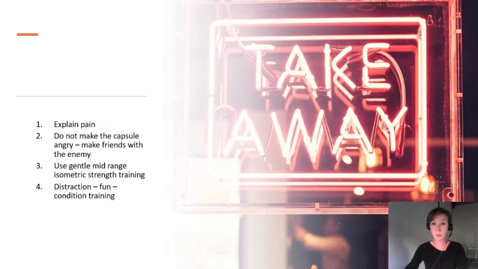So this brings me to my takeaway message, as you are already at home. First of all, explain the pain and give an answer to the question of your patients. Second, do not make the capsule angry. Do not provoke the muscle protective mechanism and make friends with the enemy, and use as much pain-free movement as you can. Use gentle mid-range isometric strength training as a window of opportunity, because this will not be painful in your patient if you stay within the limits of range of motion.